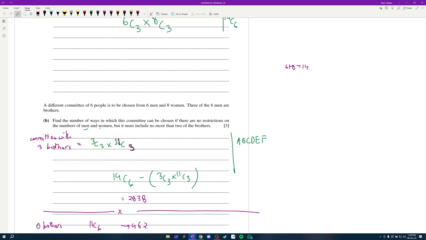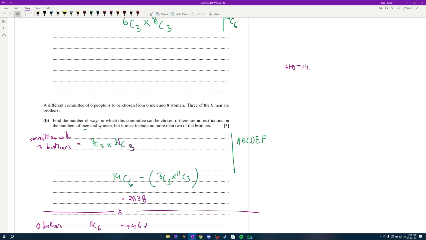A different committee of 6 people is to be chosen from 6 men and 8 women. 3 of the 6 men are brothers. Find the number of ways in which the committee can be chosen if there are no restrictions on the numbers of men and women, but it must include no more than 2 of the brothers. Alright. No more than 2. So you can have 1 brother or 2 brothers, but not 3.